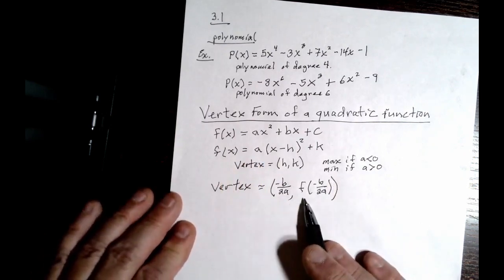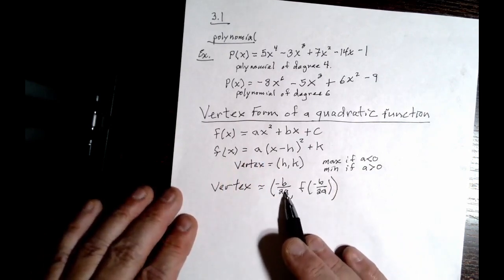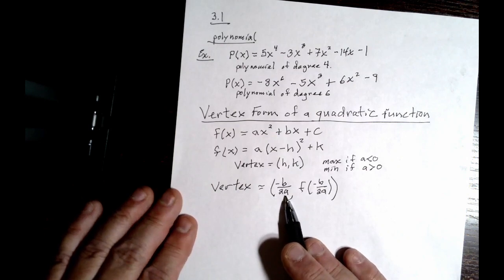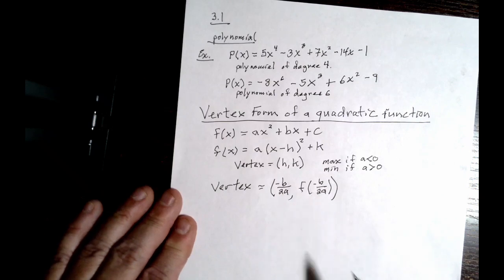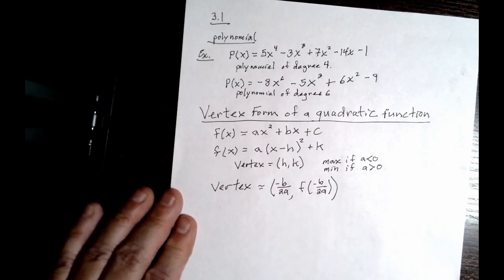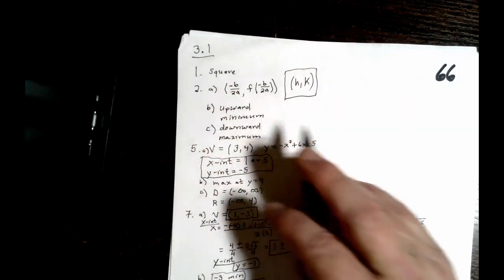Okay? Now another way to find the vertex is to figure out what negative b over 2a is, using your a, b, and c up here. And once you know what that is, plug it back into the function to figure out what the y value is. And that's another way to find the vertex. So in 3.1, the very first question is 1. To put the quadratic function in vertex form, we complete the square.